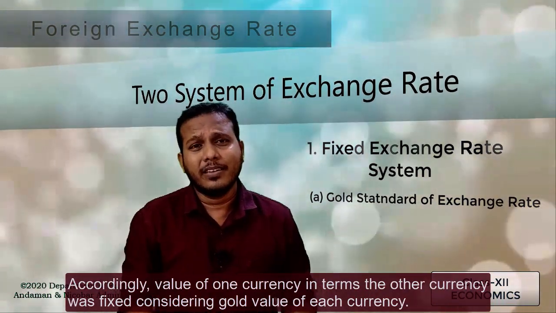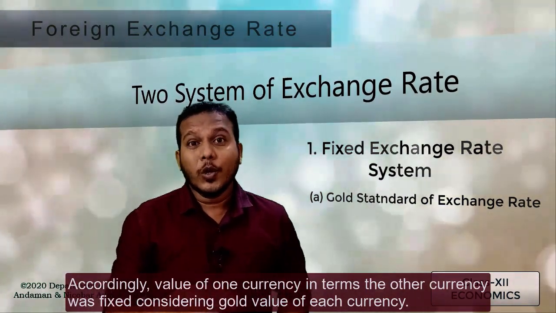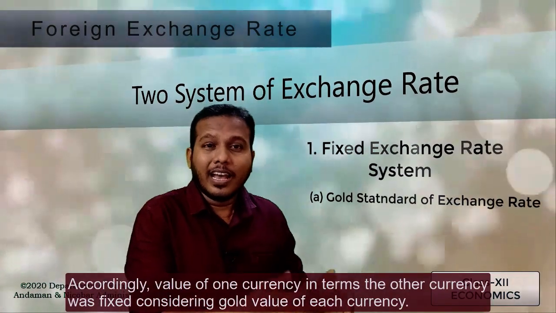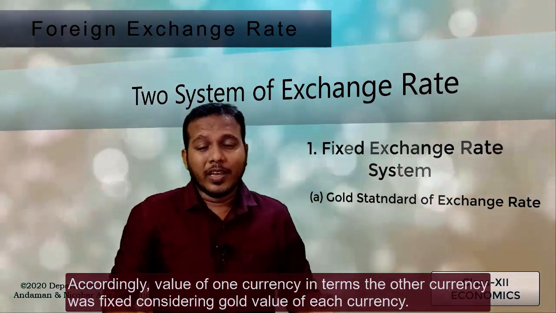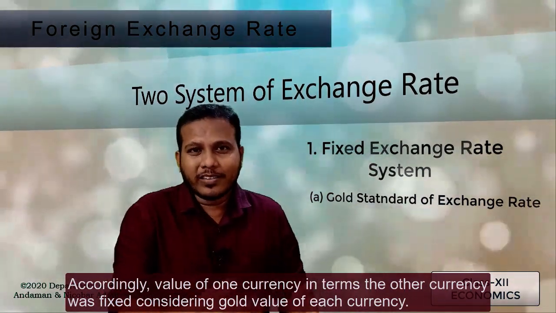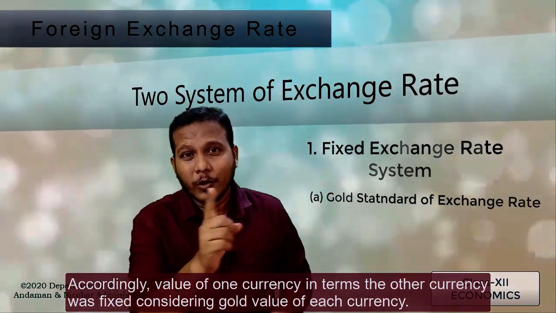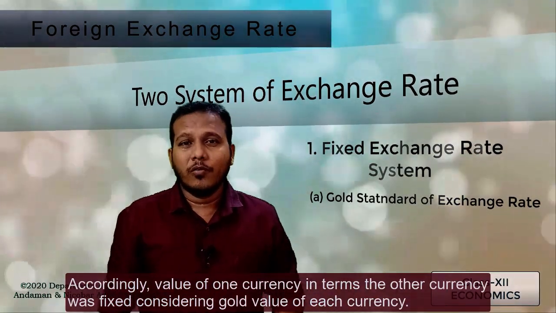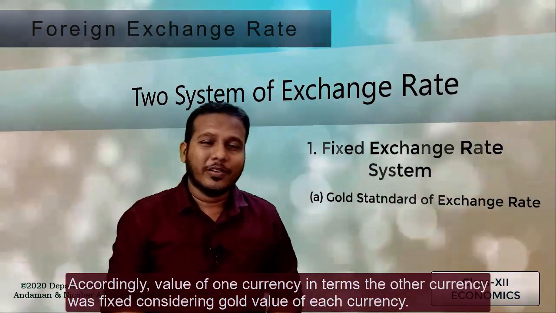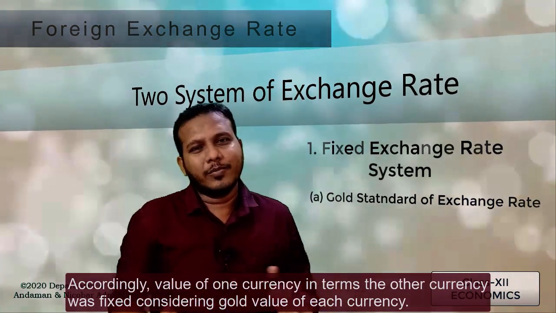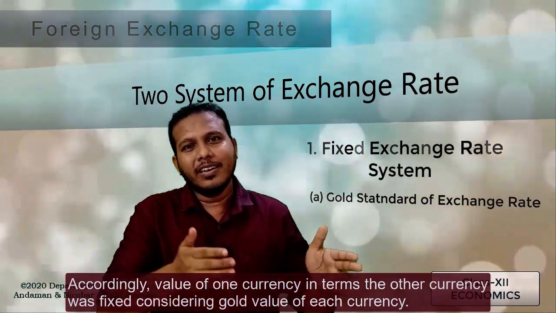Take an example. Here we can see that if 1 pound is equal to 4 gram of gold and $1 is equal to 2 gram of gold, you can see how the pound and the dollar can be exchanged with each other. So if you want to buy 1 pound, if you want to exchange 1 pound with the dollar, we need to pay $2, because $1 is equal to 2 grams, and we know that the pound is equal to 4 grams of gold. So gold has been utilized as the standard unit to measure the currency's value between two countries. So this is the gold standard system of exchange rate, where gold is utilized as the common standard of unit between two countries.